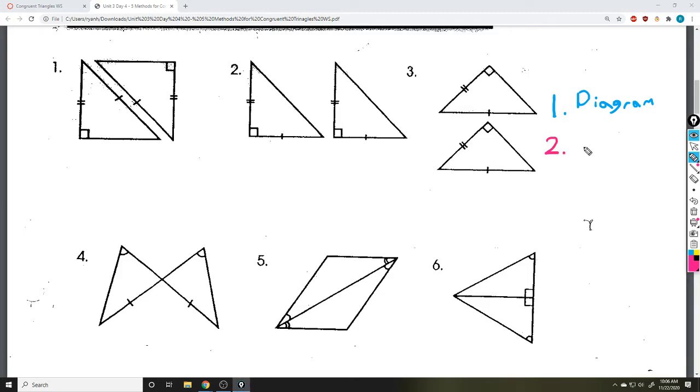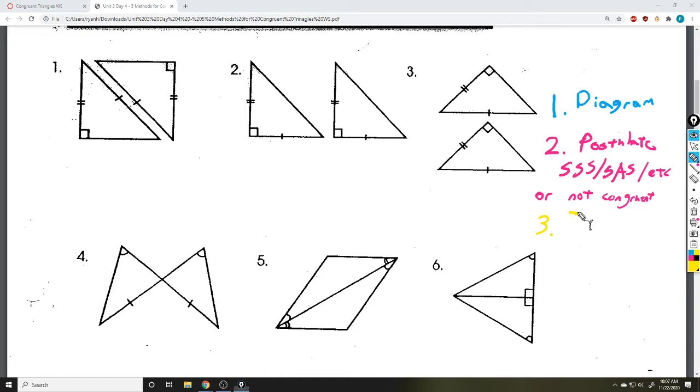Number two, we're going to say what congruence postulate we can use. So which postulate we can use, and that's going to be our side, side, angle, side, etc. We have 5 of these. Or if they're not congruent, we should say that they're not congruent and be ready to explain why.